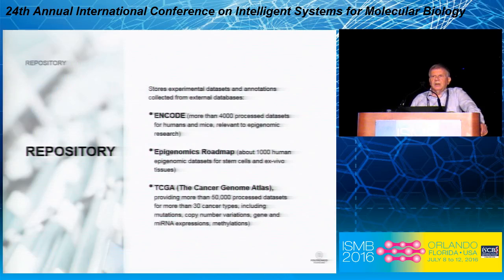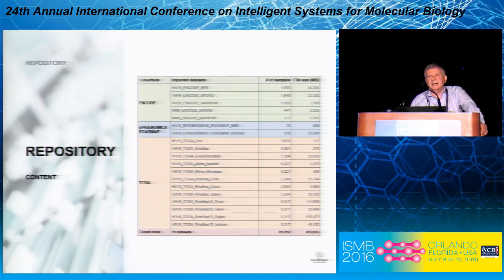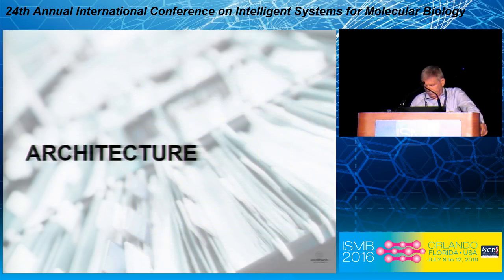We are working also on collecting data, so we have integrated processed data, not raw data, processed data from ENCODE, Epigenome Roadmap, and TCGA. These are, let's say, the number of samples and file size. We are not talking about really big data here, but we are talking about whatever has been produced by this community of scientists and put available, as Serafin said in the previous talk, for making additional, let's say, findings.